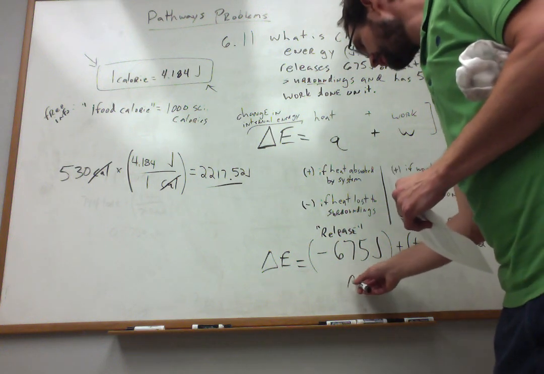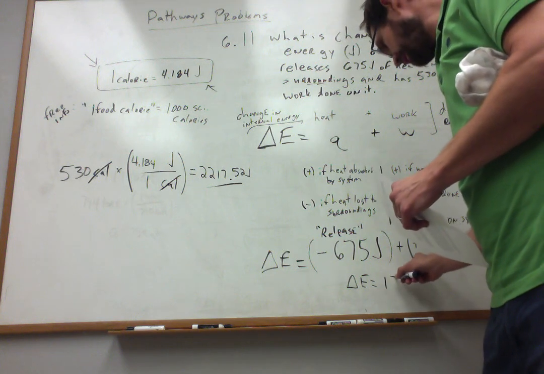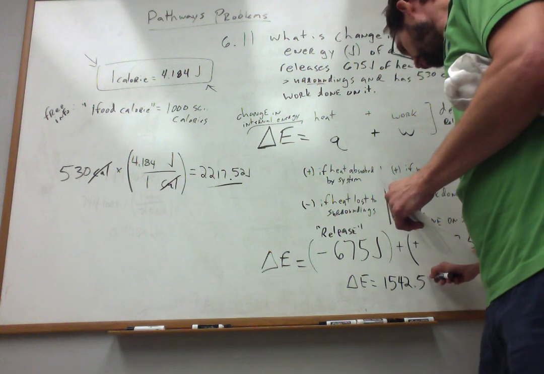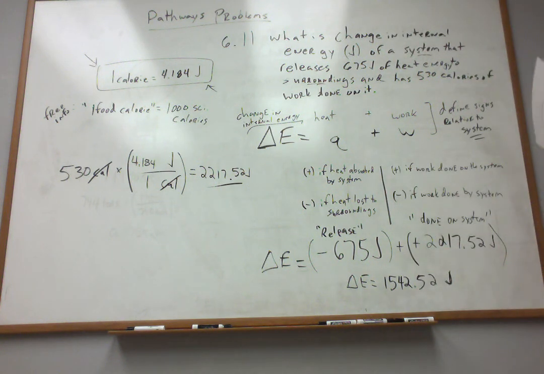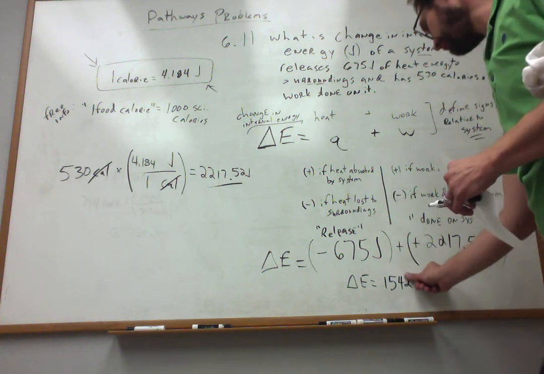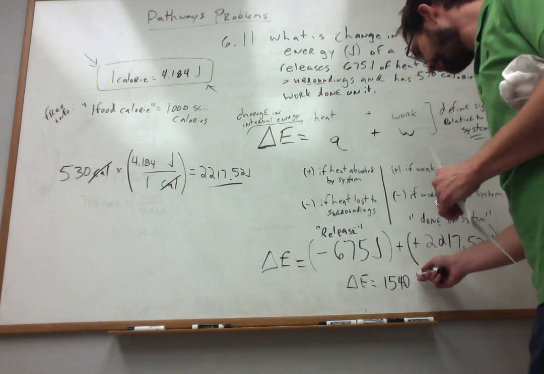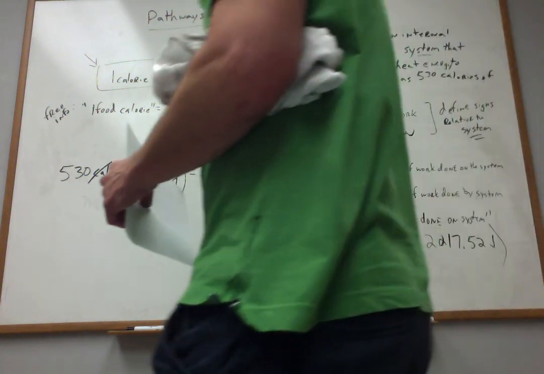So to make a long story short, and to finish off the numerical aspect of this, I just have to add these numbers together. And when I do, I get 1542.52 joules as my delta E, my internal energy change. Looks like I probably want to round to 3 sig figs in that neighborhood, right? So maybe I'll just do 1540 joules. And I'm set for my delta E. That's my internal energy change, okay? That's how you work this problem.